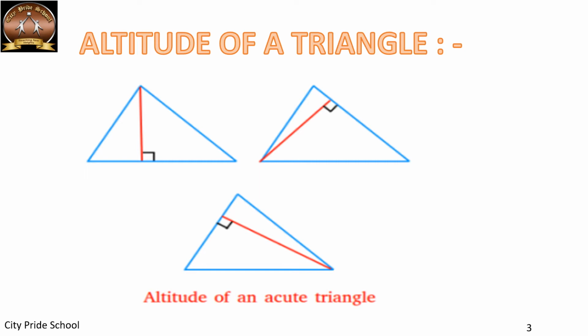If you observe these diagrams neatly, here three altitudes are shown, right? So each and every triangle is having three sides and three vertices. So that's why each and every triangle is having three altitudes, right? So altitude is nothing but the perpendicular distance from the base, okay? Or altitude is the perpendicular line segment drawn from vertex to the opposite side. Clear?